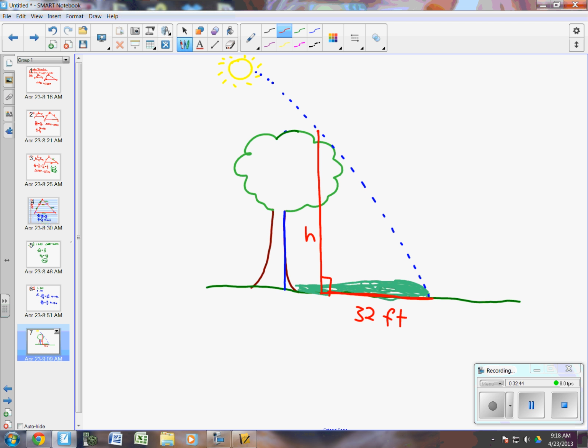And so we know those two things. Well, then we take a 6-foot person. Let's say you're 6 feet tall, and you are standing out here.